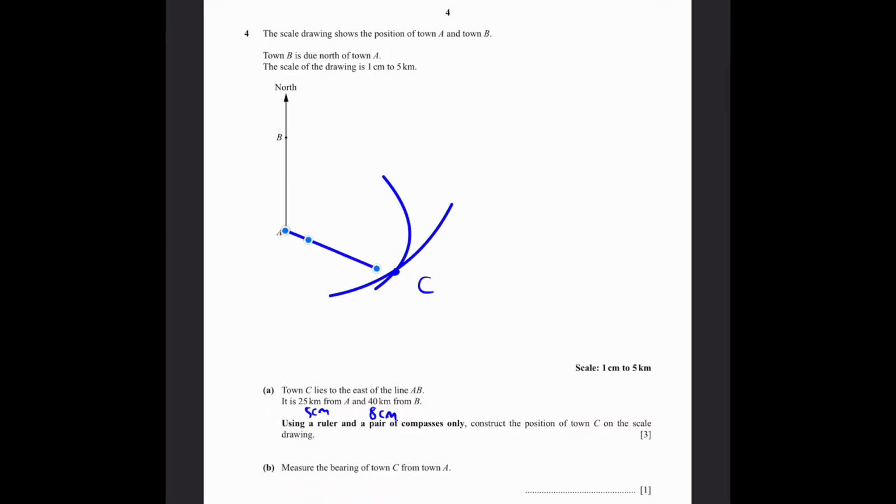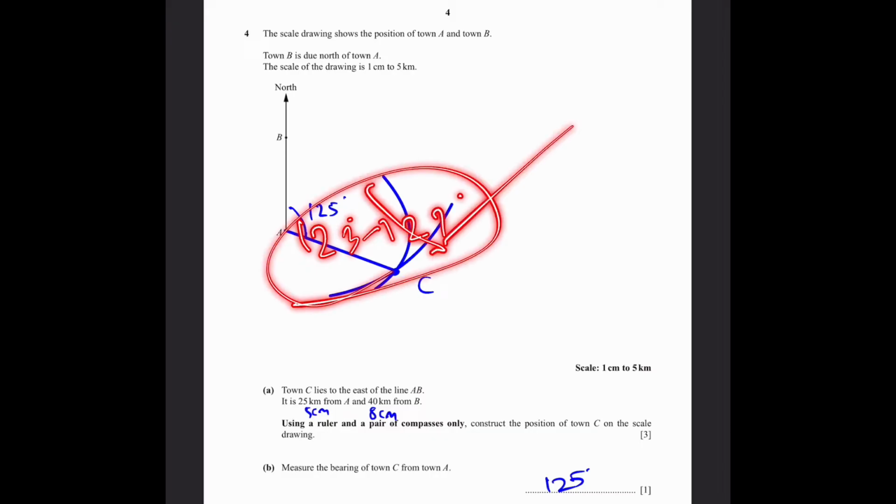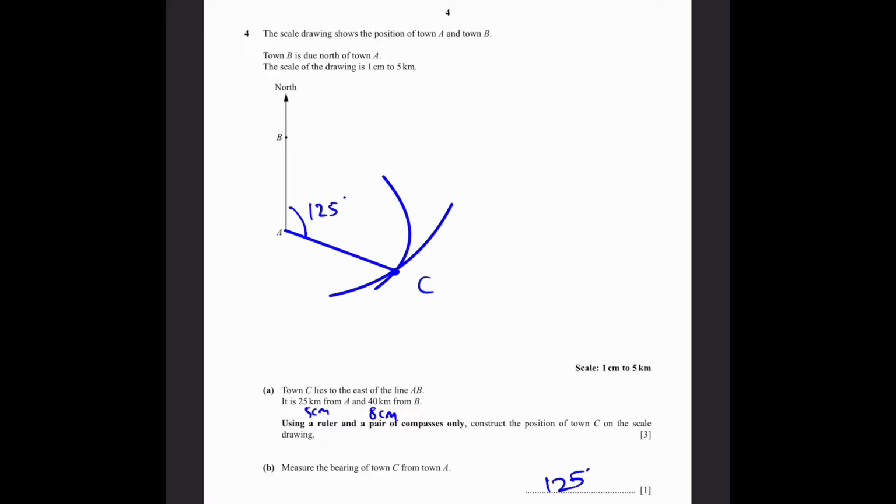Now for part B, measure the bearing of town C from town A. So you can draw the line AC, just like this, and now we can find the bearing of C from A. North of A is this, and clockwise from A to C, we have to measure this angle over here. If we measure this angle, it's going to be 125 degrees. That's not the only answer, of course. There could be some fluctuations, for example, plus or minus 2 degrees. So any answer from 123 to 127 degrees is accepted. That'll be the answer. Let's go to question 5.